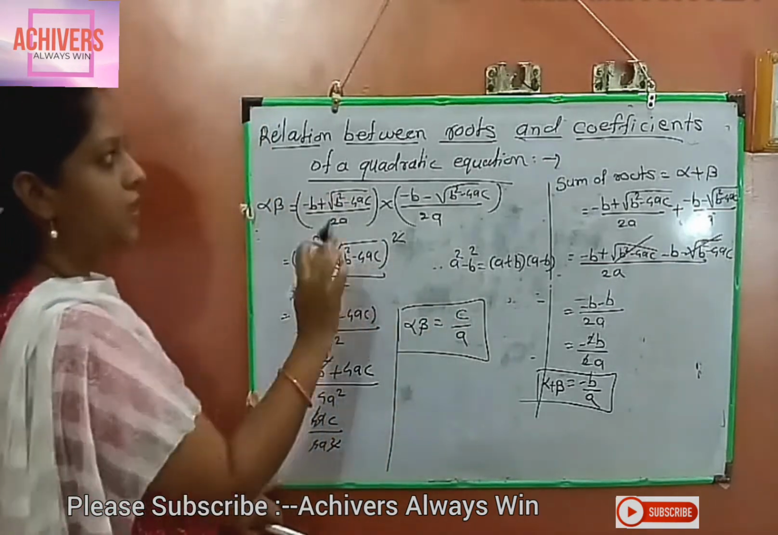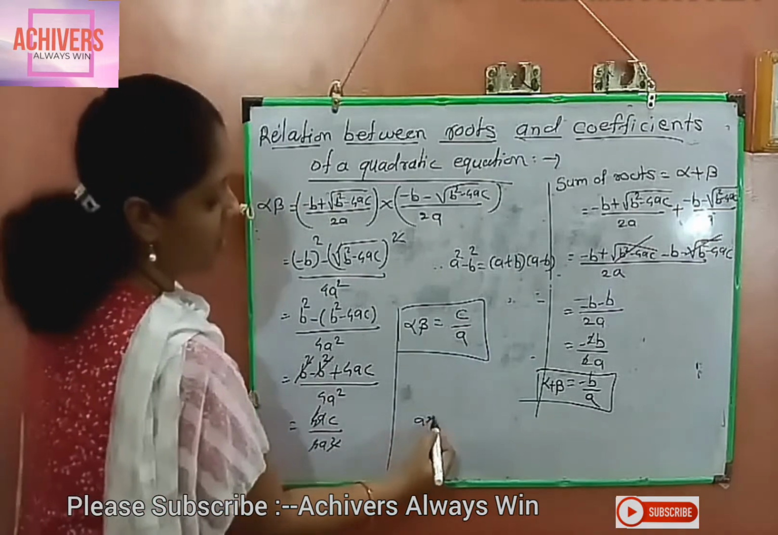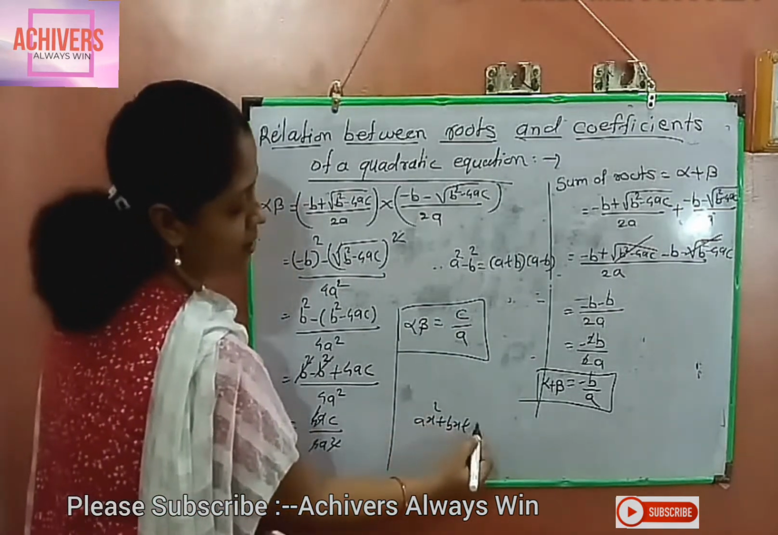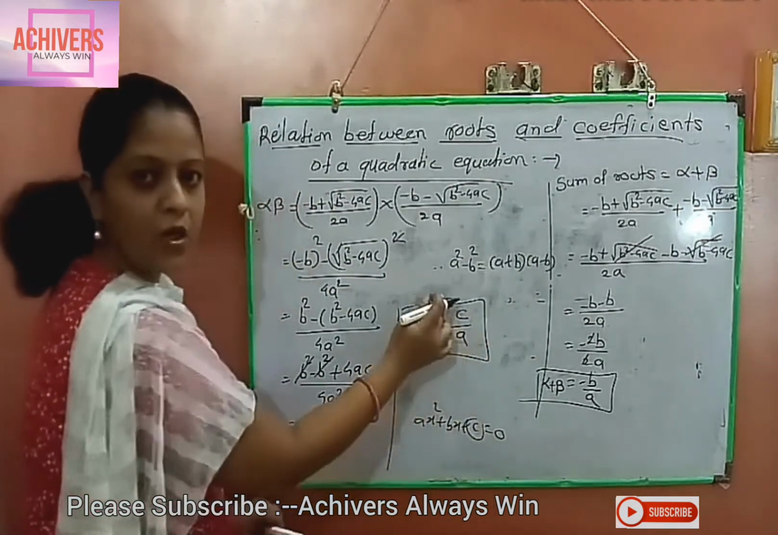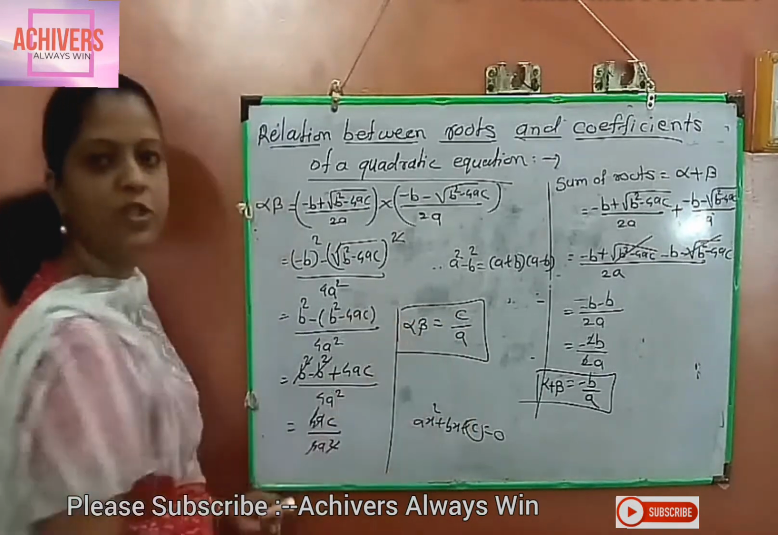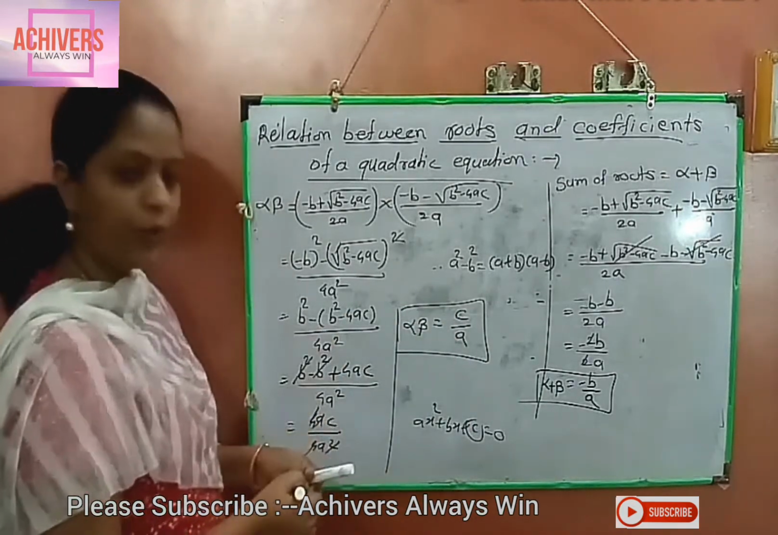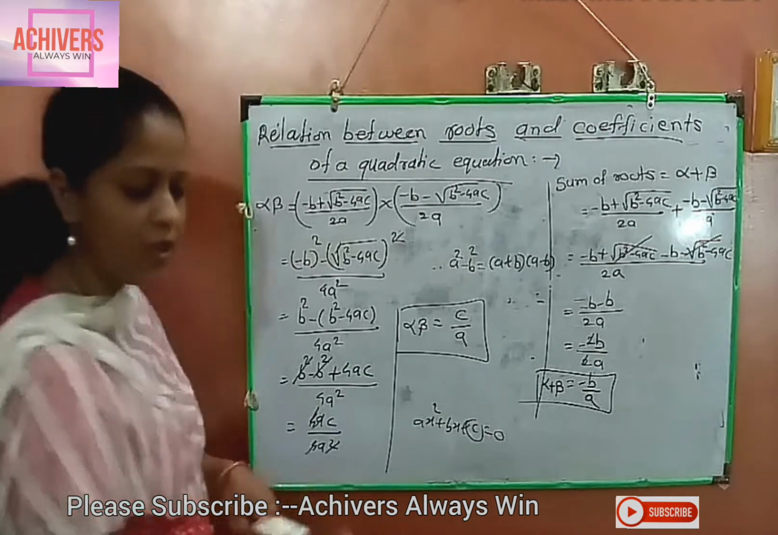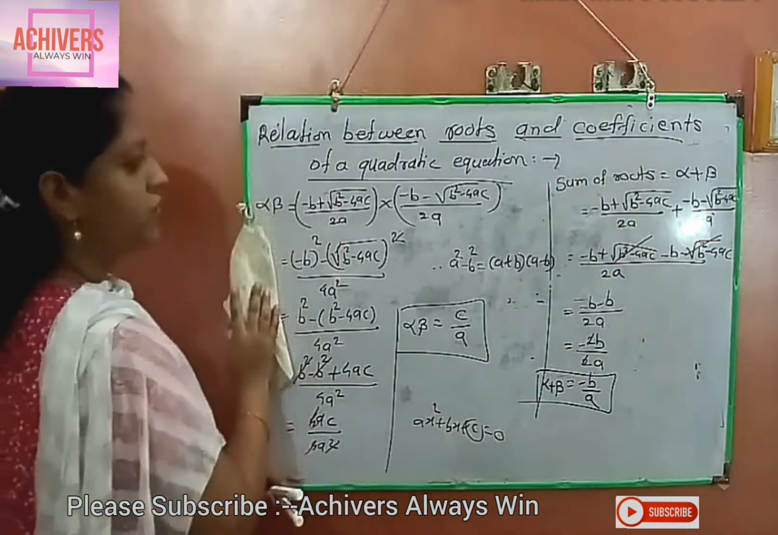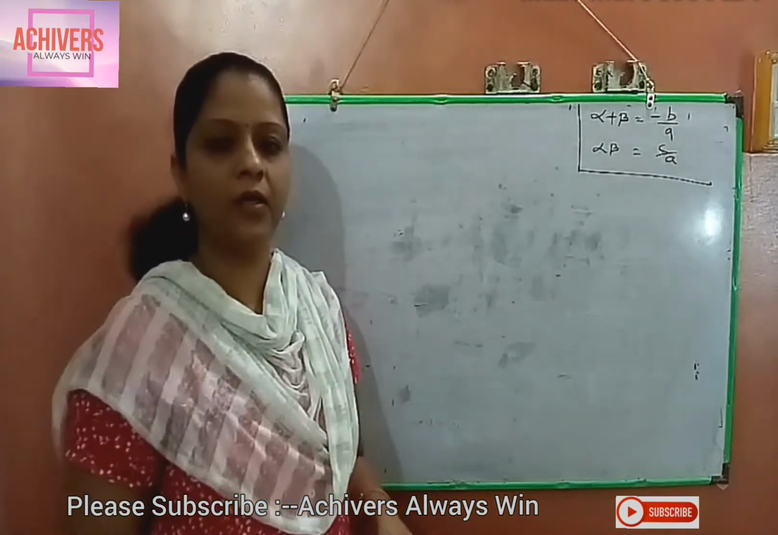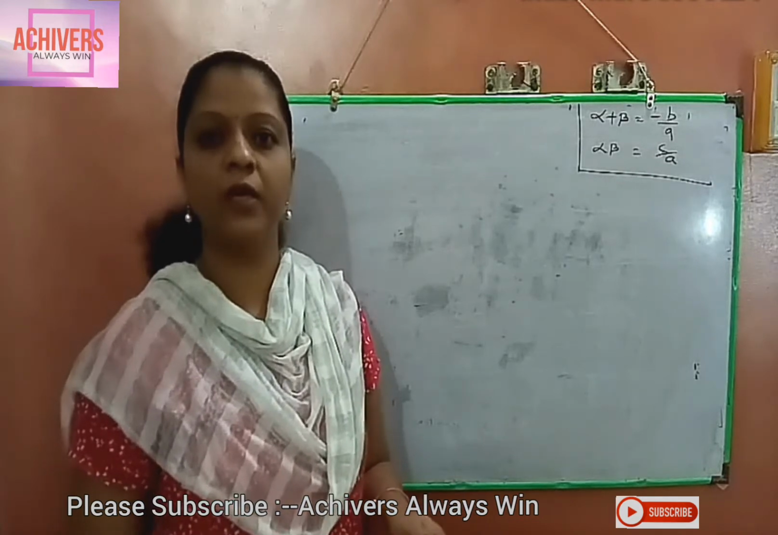And c by a means the constant term. Of which equation? ax square plus bx plus c is equal to 0. c means which term? The constant term, upon a, the coefficient of x square, that is the product of the two roots. Using these two values, next point: to obtain the quadratic equation from given two roots.